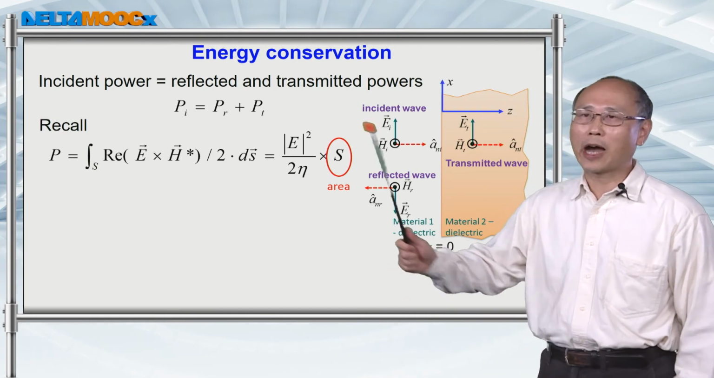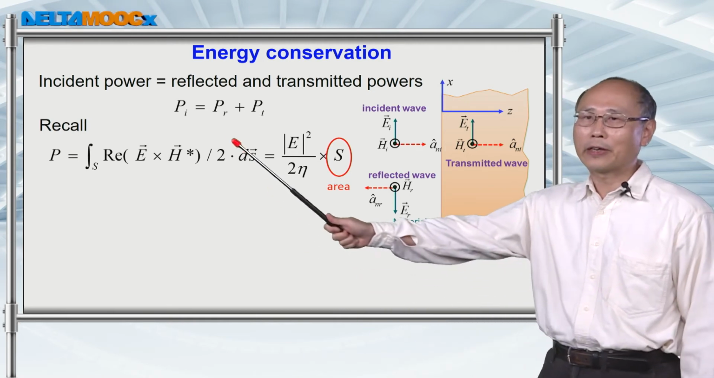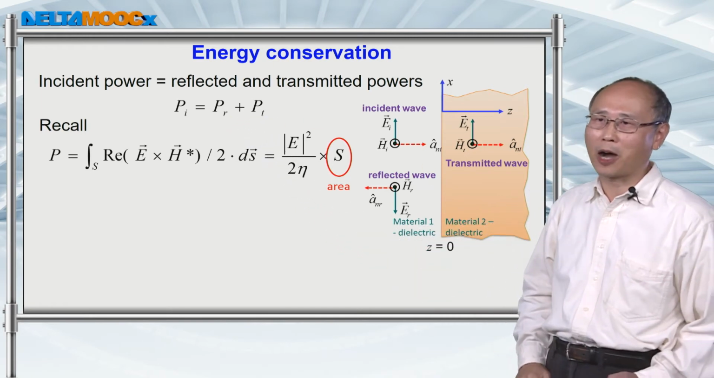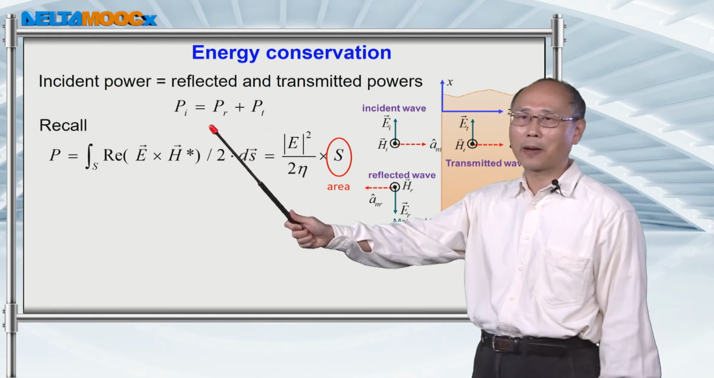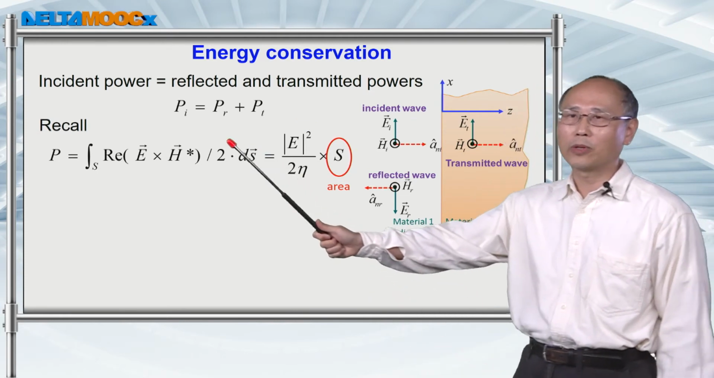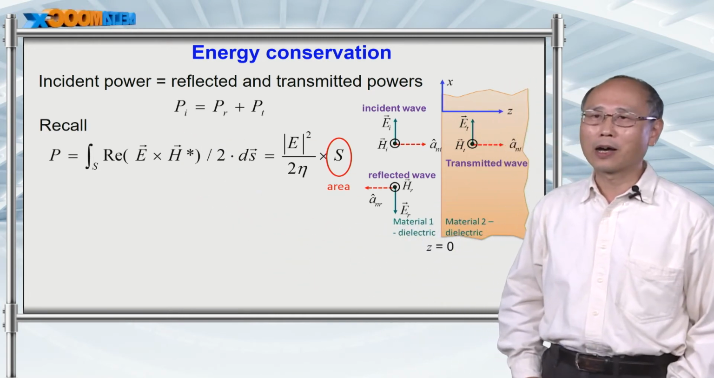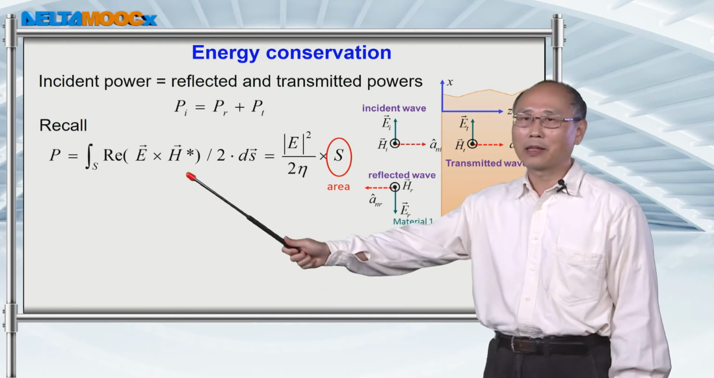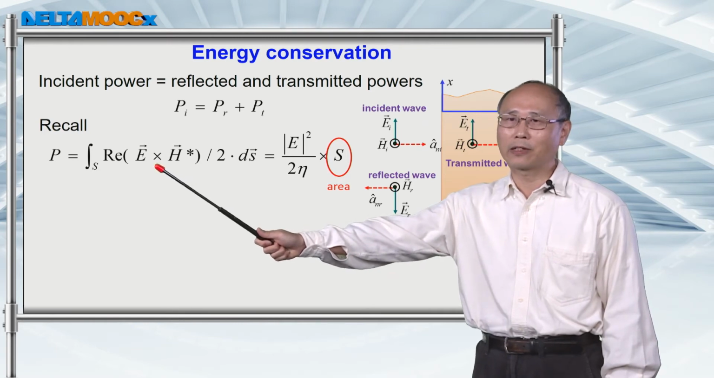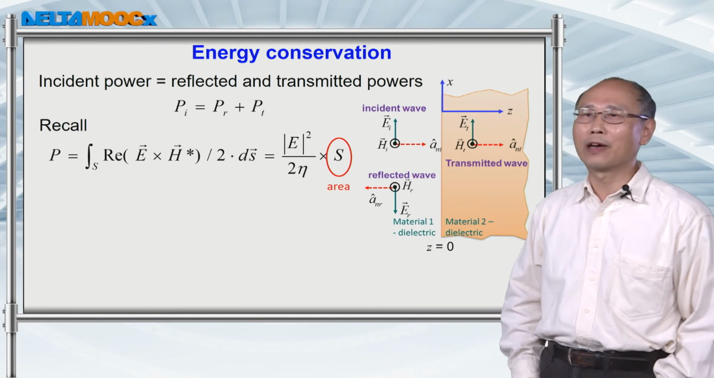And on this page, I want to show you energy conservation. Energy conservation tells you that the incident power has to be equal to the sum of the reflected power and also the transmitted power. And this is sort of common sense from this scattering configuration. When we deal with power in electromagnetics, we need to use the Poynting vector. If you take the real part of half of the complex Poynting vector, then you'll be calculating the average power carried by the wave.